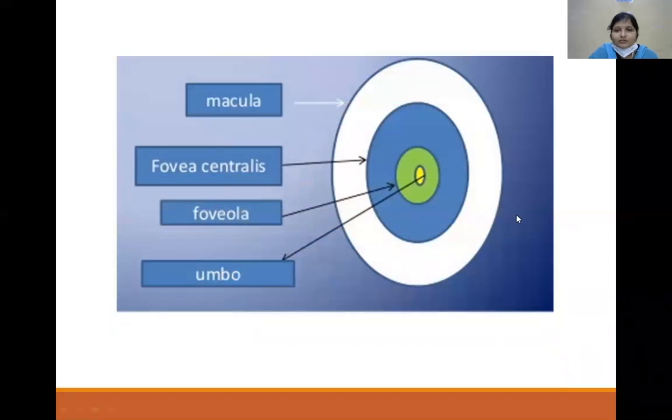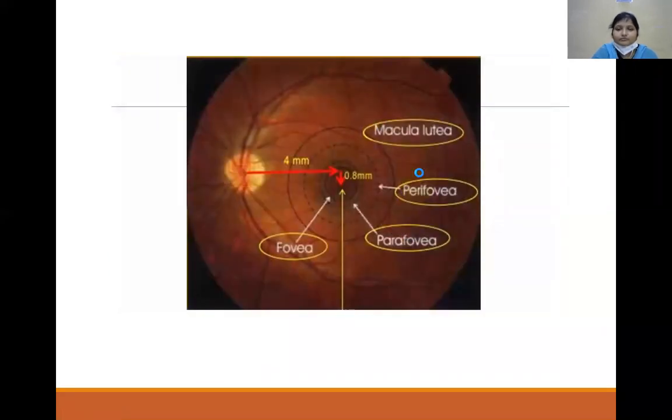So this is a representation of the macula. If we consider this as a macula of 5.5 mm in diameter, in the center it has fovea. This is 1.5 mm in diameter. In the center of the fovea, we have foveola. And in the foveola, there is a central depressed shining pit called the umbo. So this is the total posterior pole of the retina.